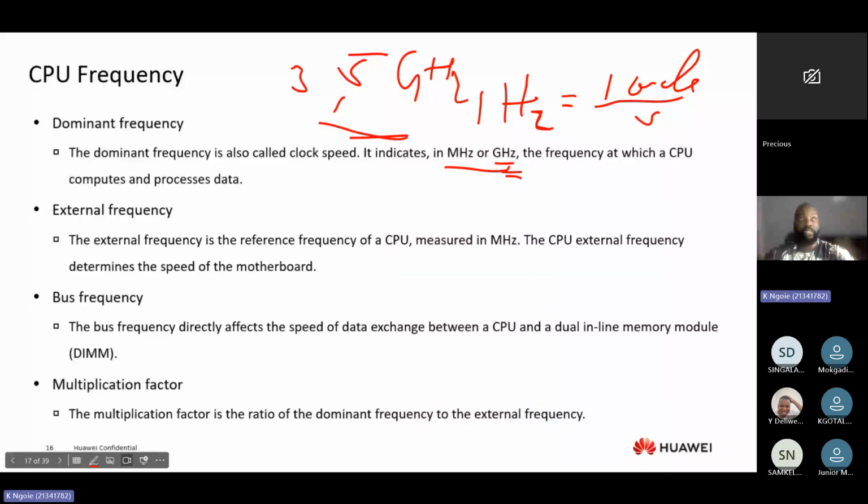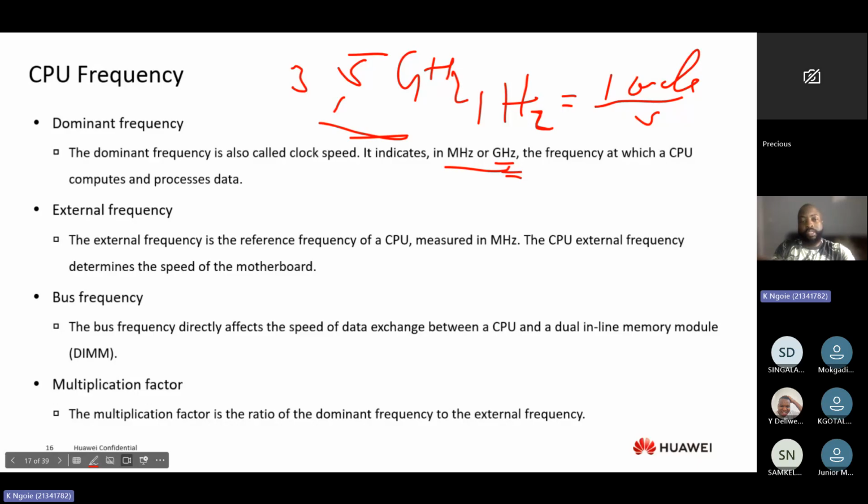Now we have these modern CPUs. They don't just rely on the frequency. They also have multiple cores, and the architecture that has been created can also improve performance. So you need to understand that the CPU frequency is the speed of the processor in terms of how it's performing all the instructions. So we have external frequency, we have bus frequency, and then we have multiplier frequency.